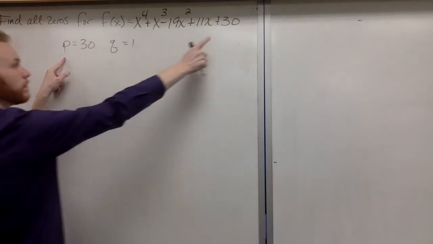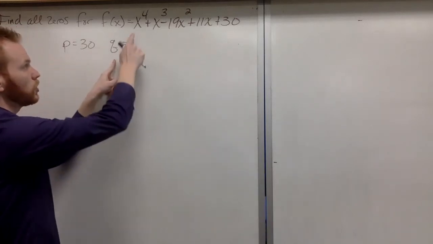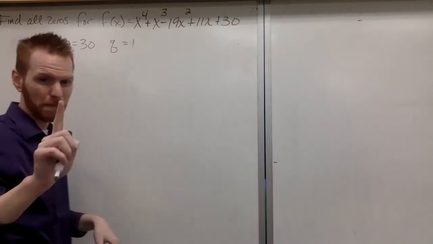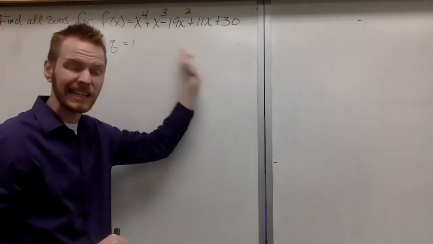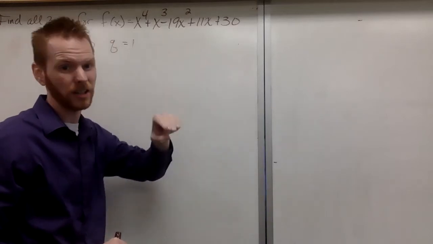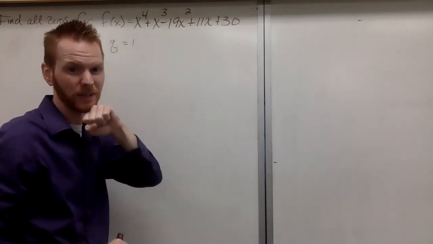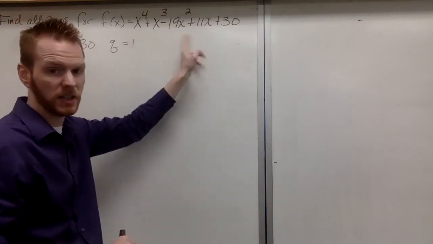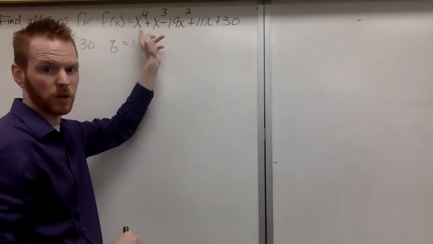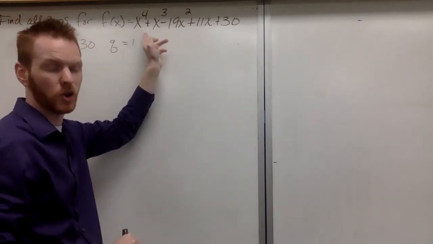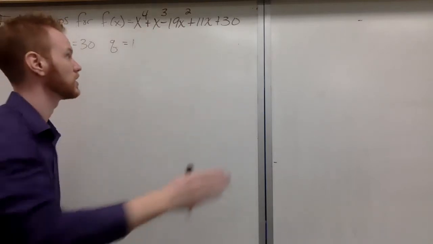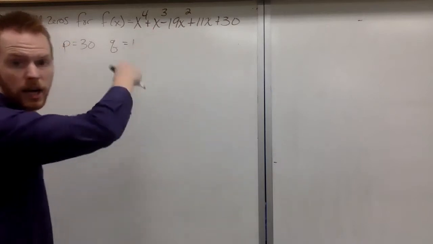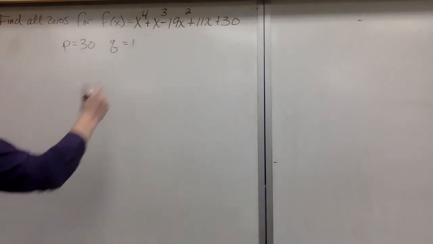So P is 30, it's always the constant, and Q is always the leading coefficient. Be careful. If this is not written in descending order, you can get in some trouble here, okay? So if x to the 4th was mixed in here, and you just took whatever it was as the first term in this polynomial, you're not getting the right value. So always make sure, is this written in descending order? Yes, I can go ahead and find those values.